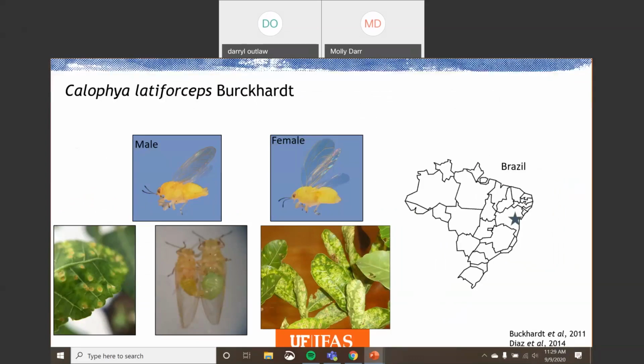Calophya latiforceps is this cute little yellow insect. They're less than 2 millimeters in length. They're very, very small. They are from northeastern Brazil in the state of Bahia. These are leaf gallers. These are adults at the top. The immatures create these open pit galls on the surface of the leaves. On the left, these are mature pit galls. In the middle, bottom, we have 2 insects mating. And over on the right, we have a severe infestation of this leaf galler.